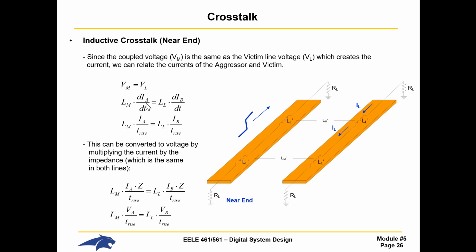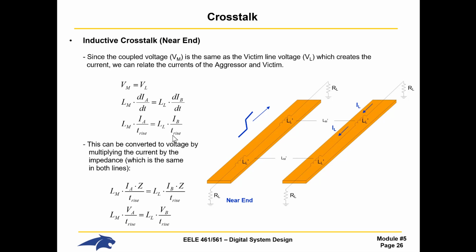And so you can plug in the voltages where you have Lm di/dt using the aggressor current. That's equal to the line inductance times dIB/dt, which is this current that was induced. And then you can come in here and say, how am I going to get rid of this delta, the di/dt?